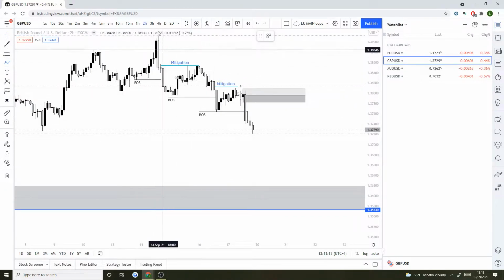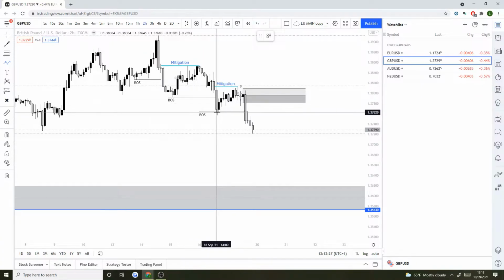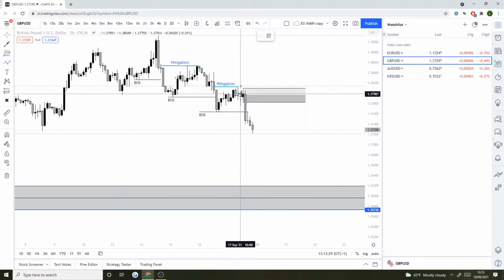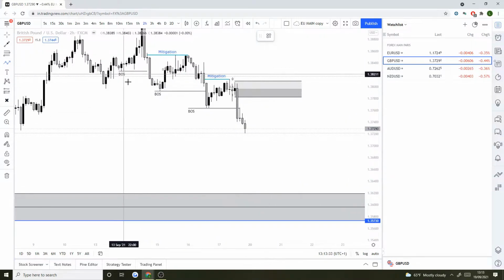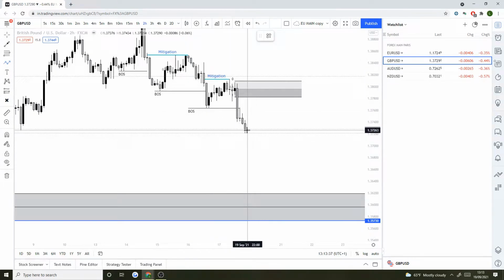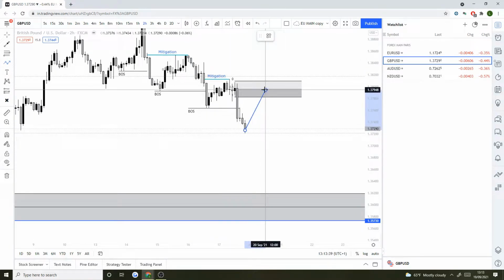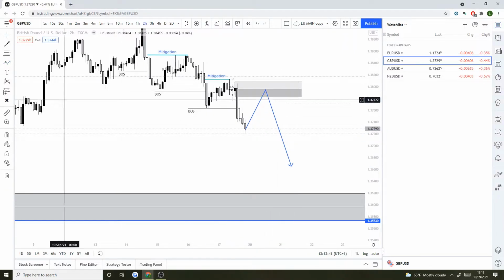So on the 2 hour, we have the break of structure from the high, the second break of structure, which came after a mitigation of the order block, which broke the first structure. And then we've got the second break of structure, and then another mitigation before the third break of structure. So all I'm expecting on GU right now is a continuation of this mitigation flow. So I'll be looking at selling out of this area.